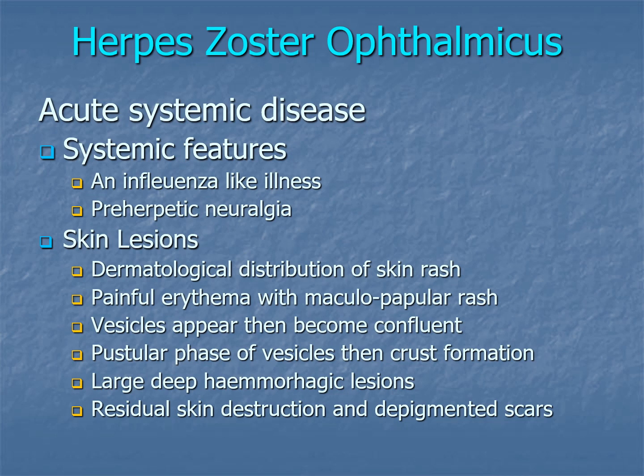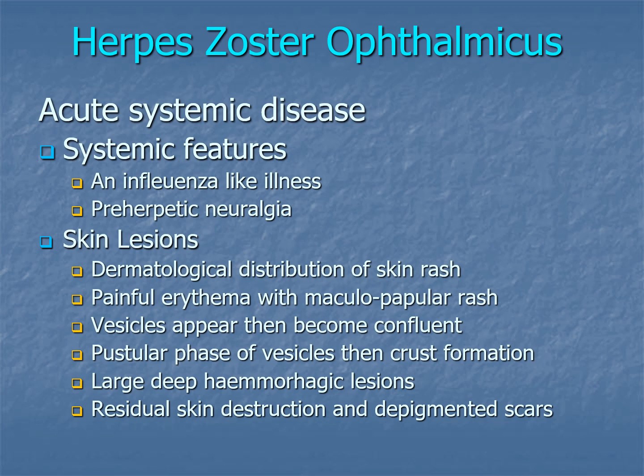The initial phase is the acute systemic disease, in which there are systemic features, and that is the prodromal phase. It precedes the rash. There may be fever, malaise, headache, and the symptoms may vary from itching, burning sensation to very severe boring or lancing pain. That is the pre-herpetic neuralgia. Then, of course, the vesicles appear and the patient presents in the eye department.